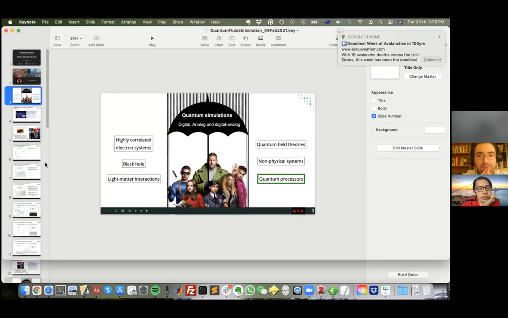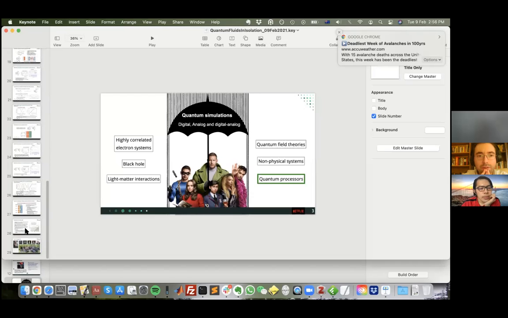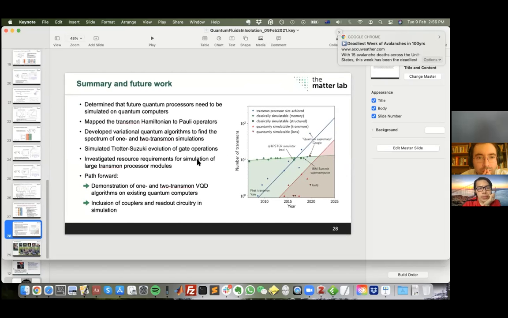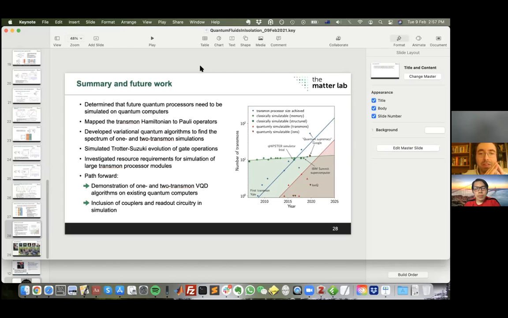Maybe could you go to the last slide, where we were talking about future work? This might be a very naive question, but basically what you're trying to say is that the future of quantum processes needs to be simulated on quantum computers. So how would you say the construction of a quantum computer with transmons would compare to current efforts to build, say, a topological quantum computer? How would they compare basically?